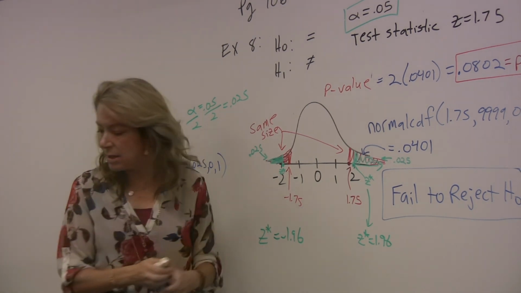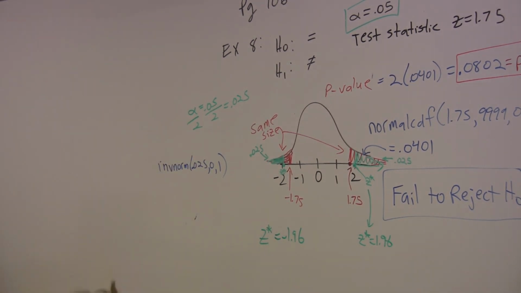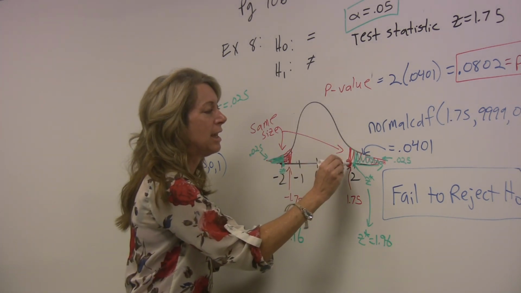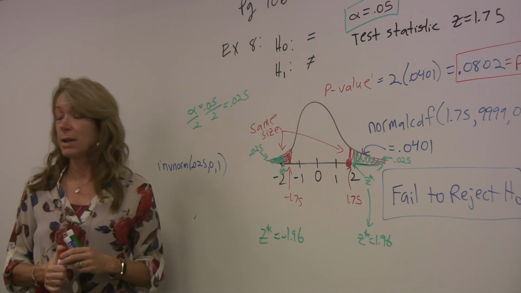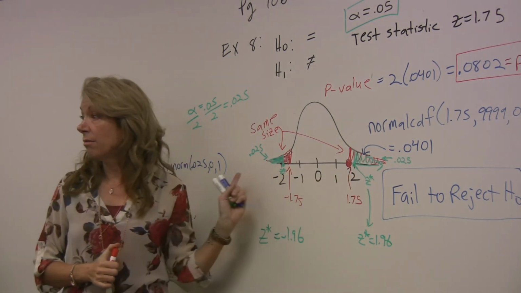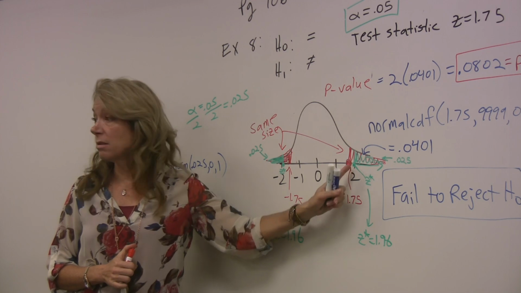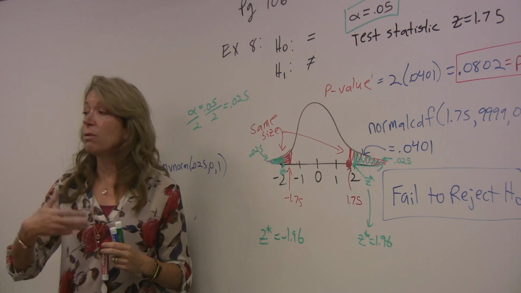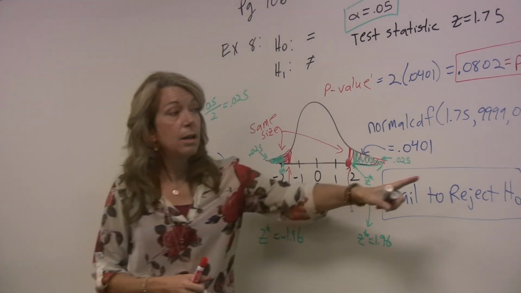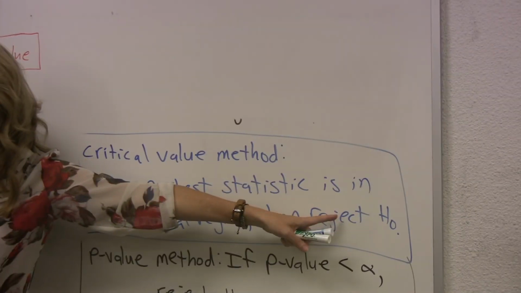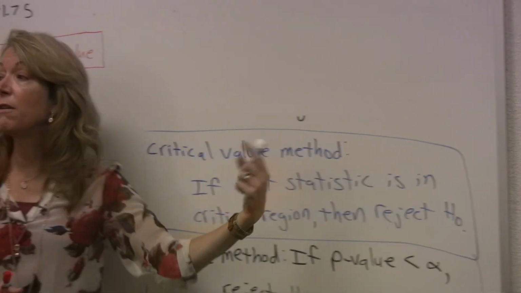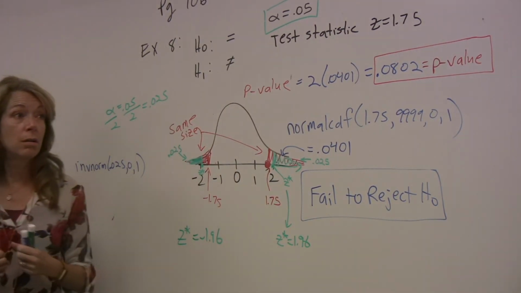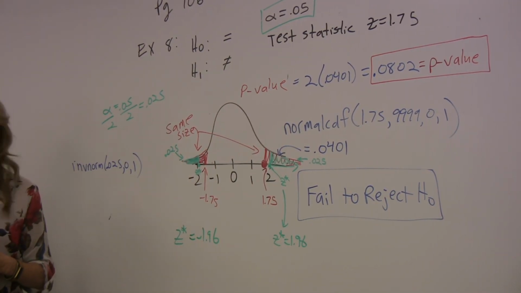You already got the critical values now. So where does my test statistic, my 1.75, fall? Here it is. Is it in my critical region? No. It's not in the green zone. It's not past 1.96. And it's not past negative 1.96. So if it's not in that zone, that's when we fail to reject H0. If it's in the critical region, we reject. If it's not in there, we fail to reject. So either way, we get the same conclusion.